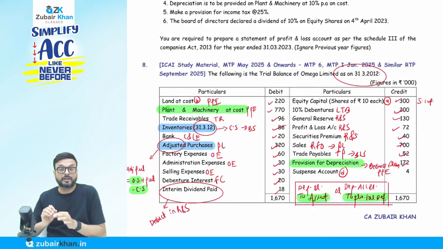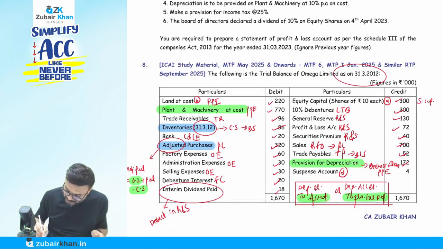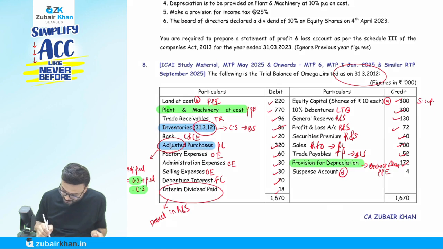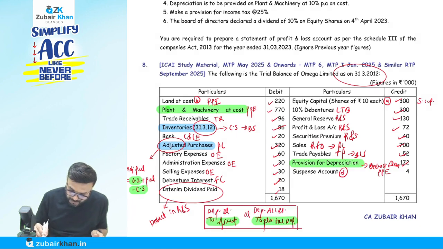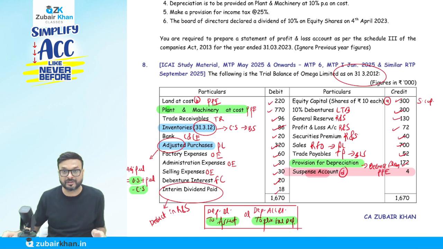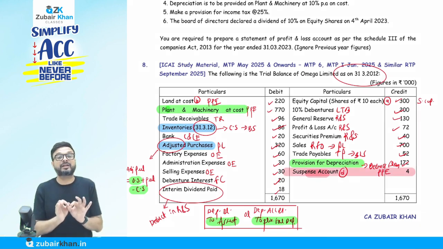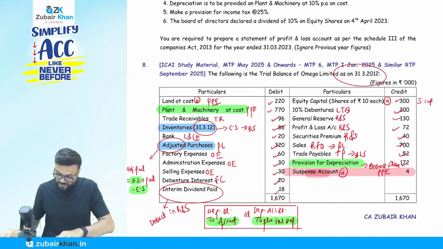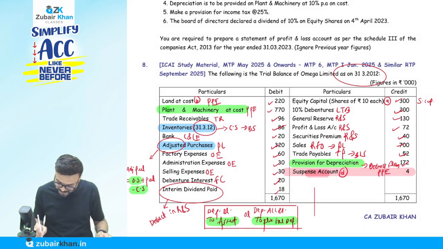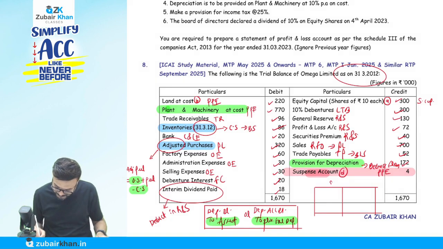Provision for depreciation is 172. Now this suspense account is very interesting. I'm going to discuss it with you in detail. For the time being, keep the suspense account pending. Highlight that here. I will discuss it in detail later on, obviously in the question only, but at the end. We have not written this suspense account anywhere. So for the time being, I will say this is my suspense account.